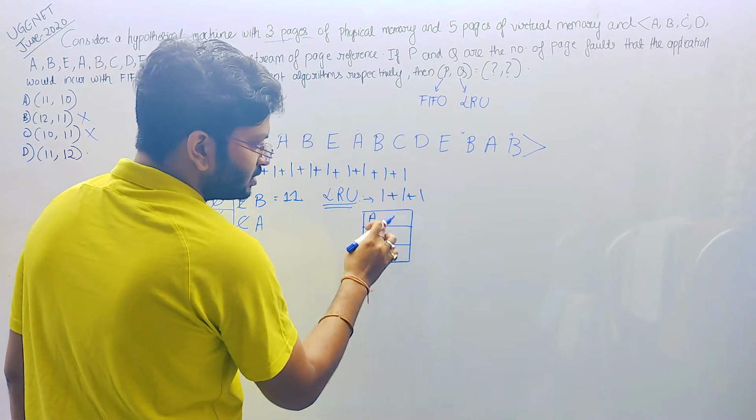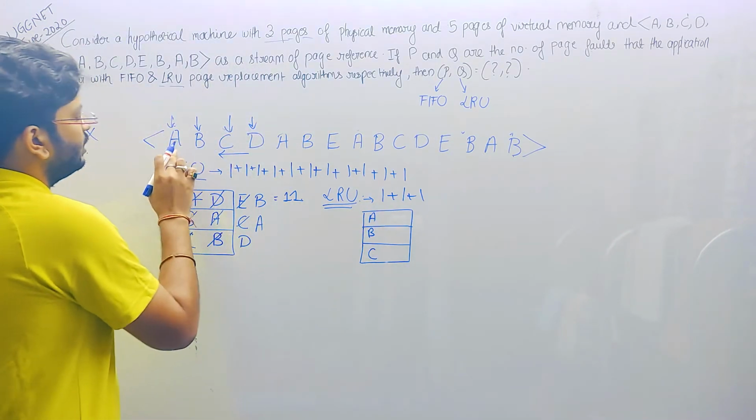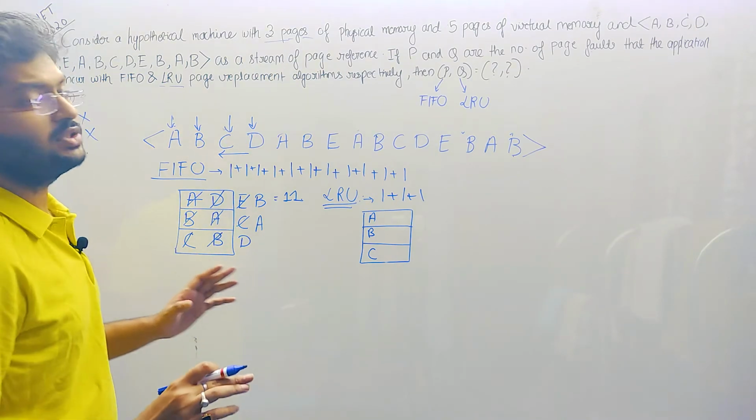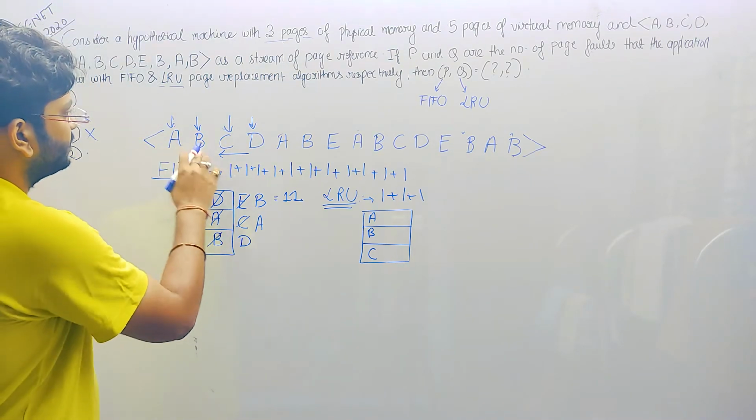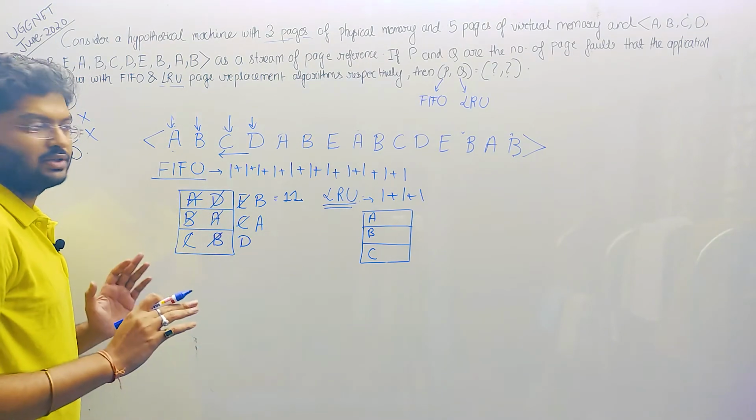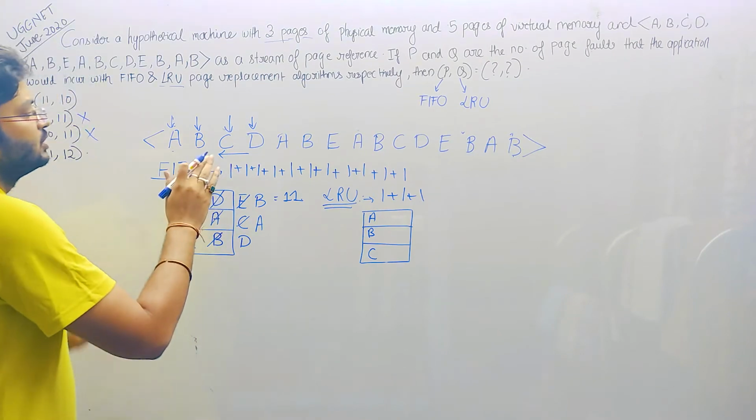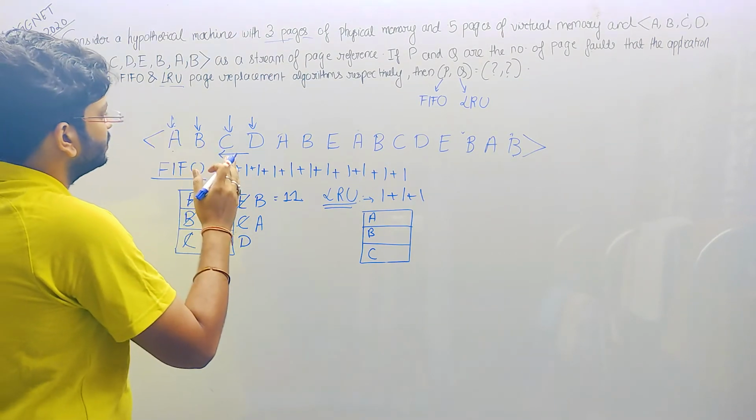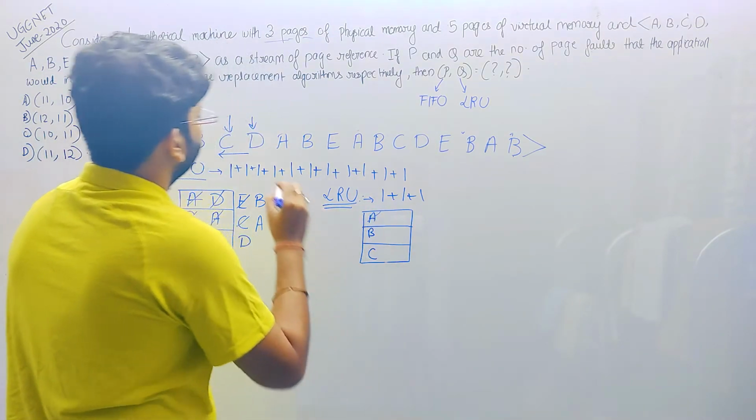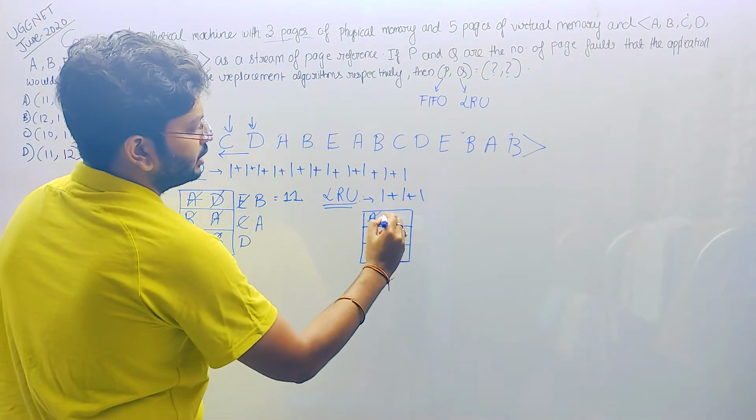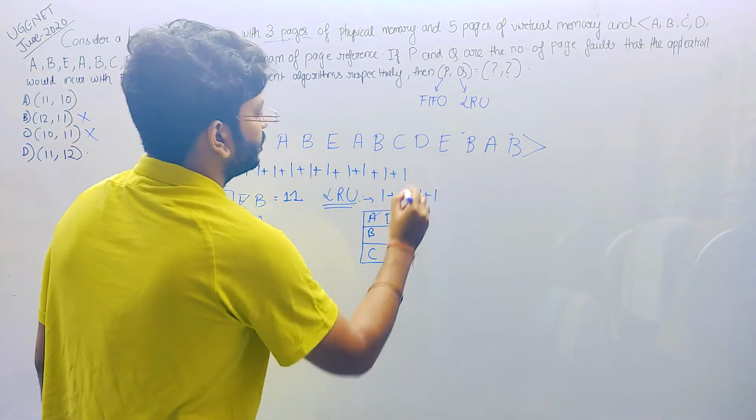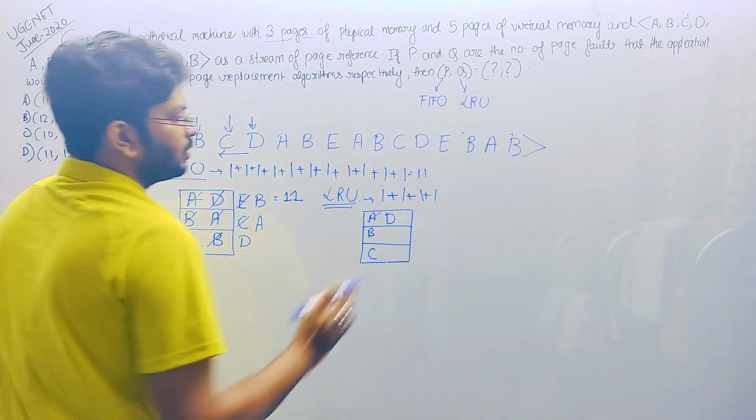So what are the entries in the table? A, B and C. These are the entries in the table, and I have to see which is the farthest away. If you look into the past, the farthest one is A. So the reference which is farthest away is A, so I strike down A and put in D. D was also not in the table previously, so one page fault for D also.